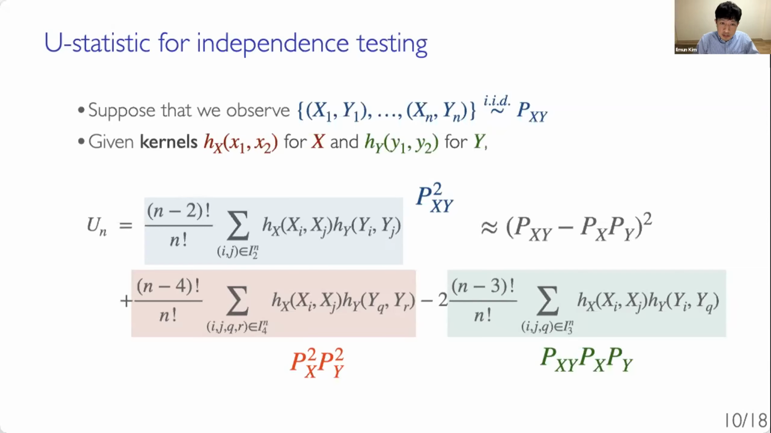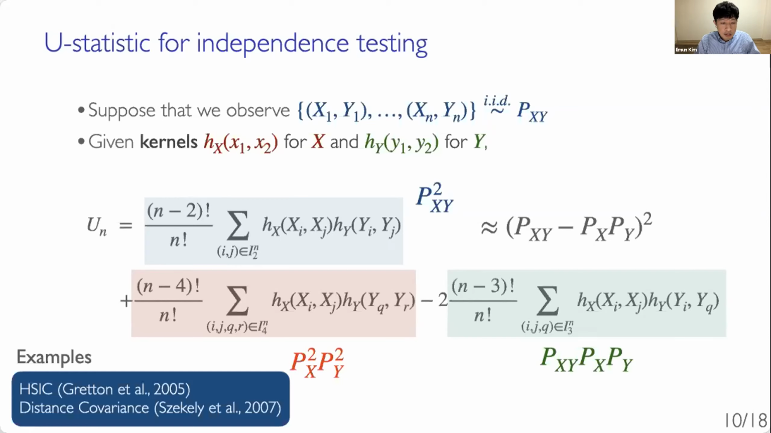So in summary, this statistic can be viewed as an unbiased estimator for a certain weighted L2 distance between the joint distribution and the product distribution, so that the expectation is 0 whenever X and Y are independent. This type of statistic has been widely used in the literature of independence testing, and examples include kernel HSIC in Gretton et al. and distance covariance in Székely et al.